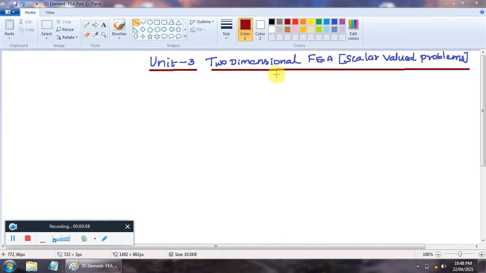Good morning, students. In the third unit of our FEA, we are going to see about two-dimensional elements.